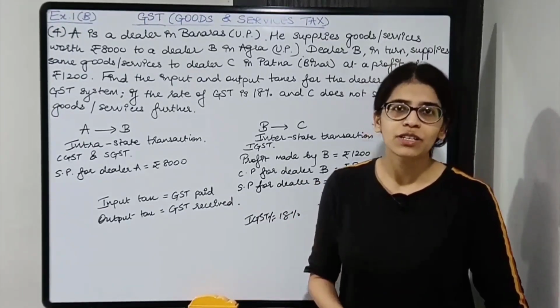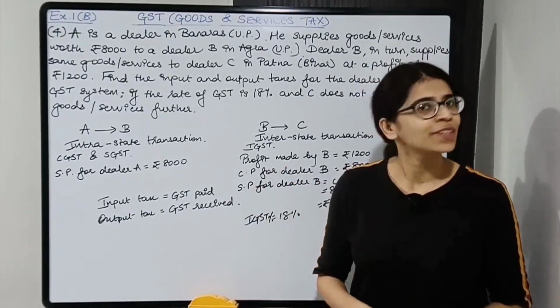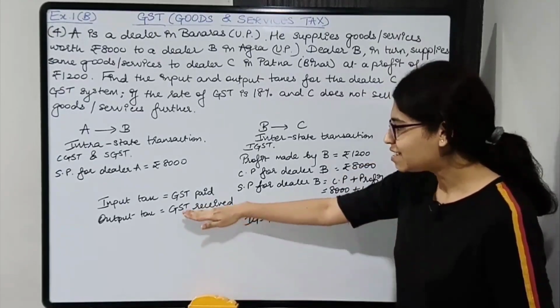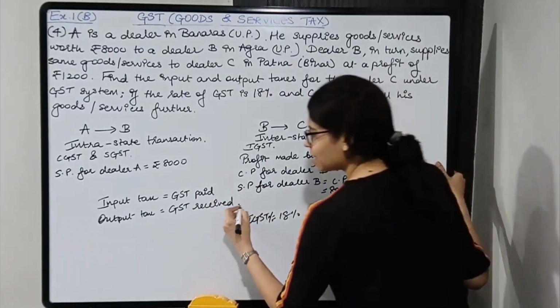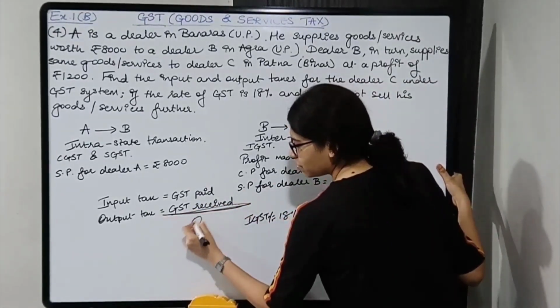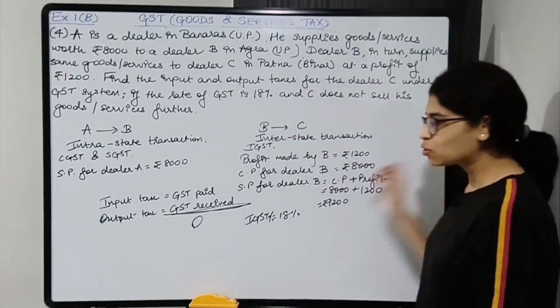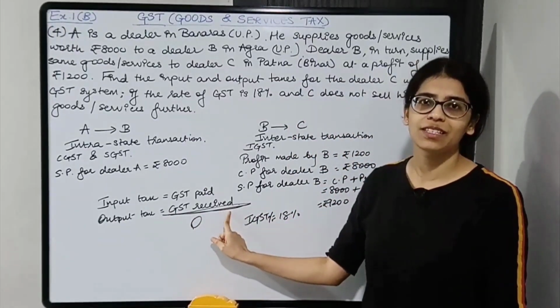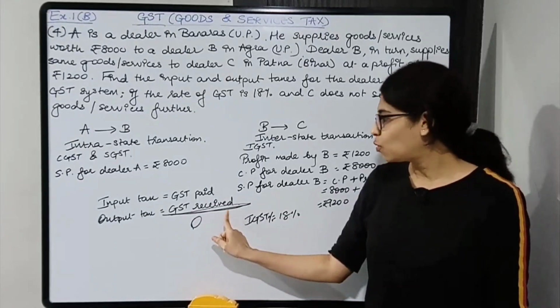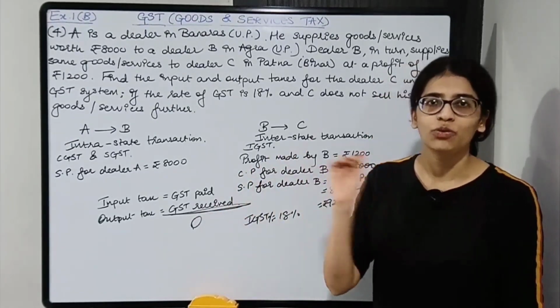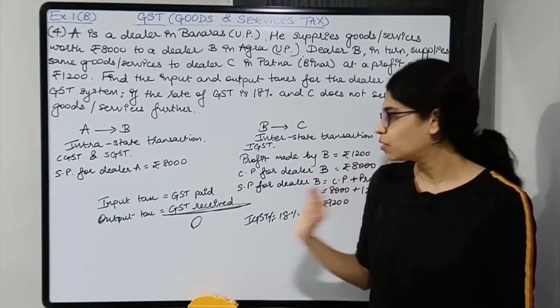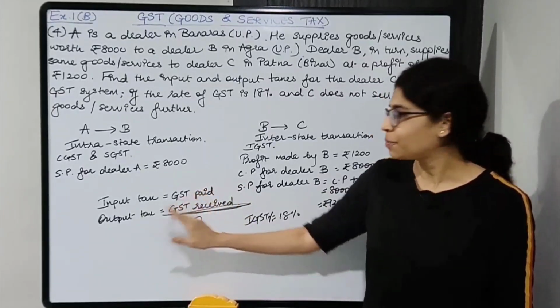और end user को GST मिलता है क्या? No. So GST received is 0. ठीक है? So this will be 0 rupees. Alright. So GST received is 0 rupees. Alright. That is something very, very important.